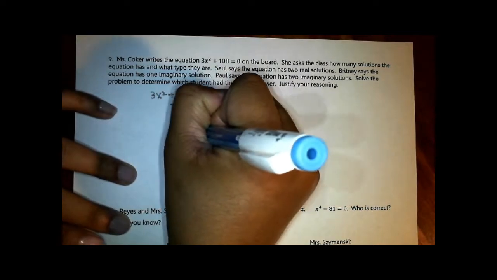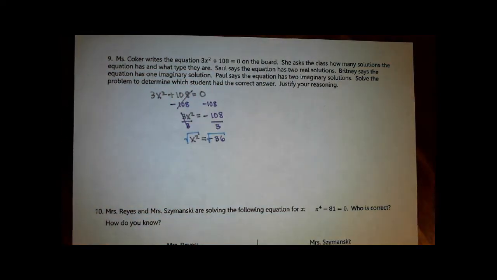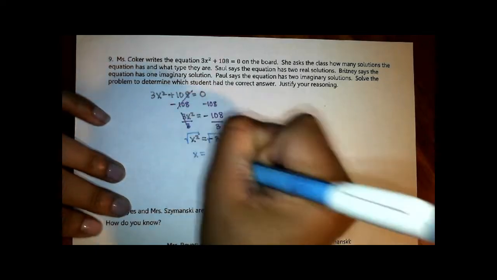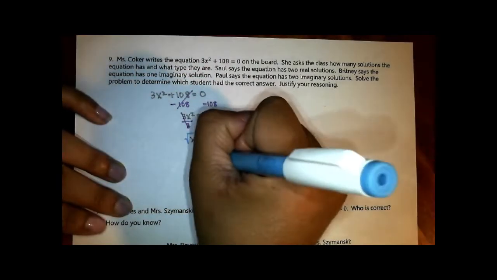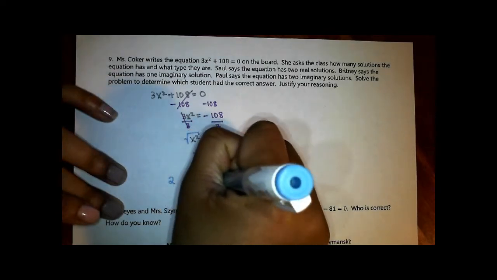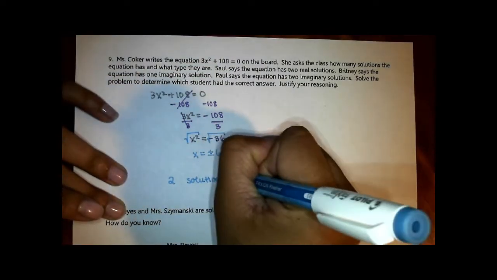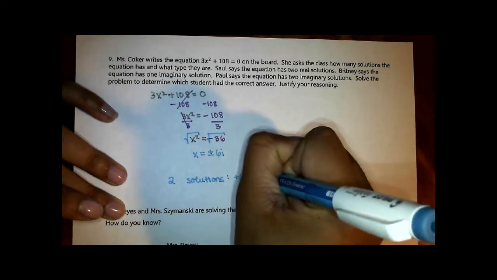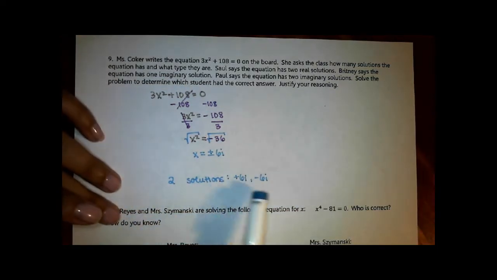And then, in order to get rid of the square, we're going to square root. And so when we square root, we're left with x equals, square root always gives us a plus or minus, square root of 36 is 6, and the square root of a negative is i. So that gives us 2 solutions. And what are those 2 solutions? Well, those 2 solutions are positive 6i and negative 6i. And since they both have an i in them, the 2 solutions are both imaginary.